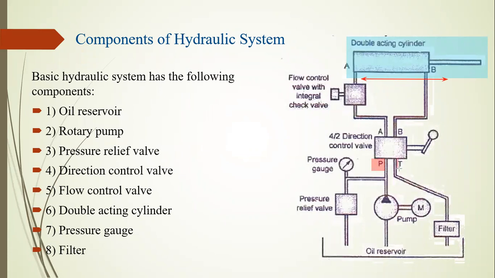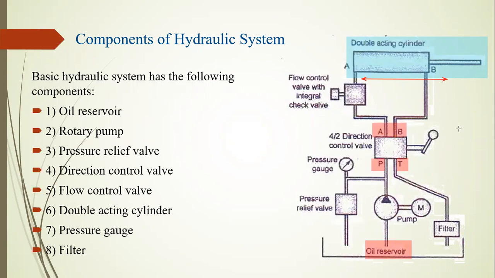Then here is the T indication. T indicates the return oil from the hydraulic circuit to the oil reservoir. T means tank. The oil reservoir is also known as a tank. So T means the oil relieved from the hydraulic circuit is drained into the oil reservoir or tank.